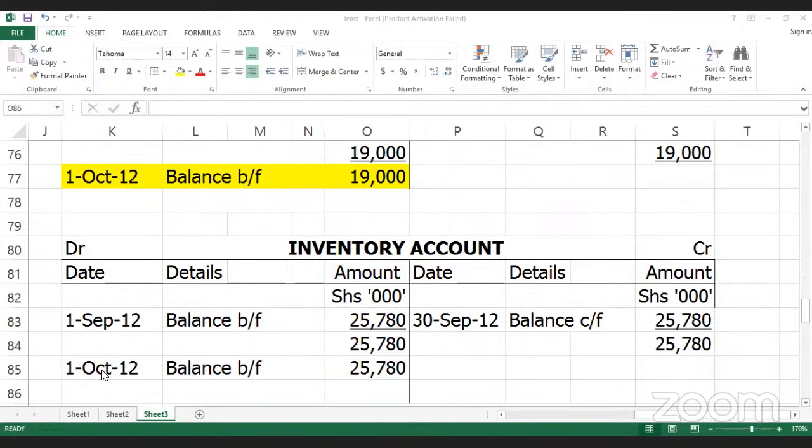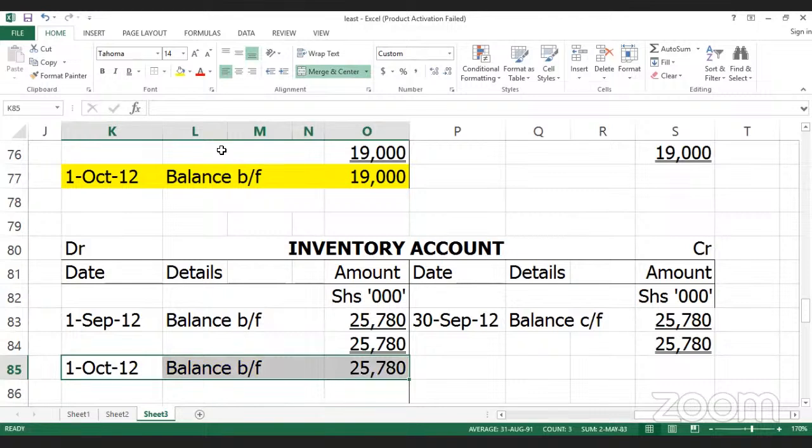That is your inventory account. Balance up. So what next? We move to the next account.